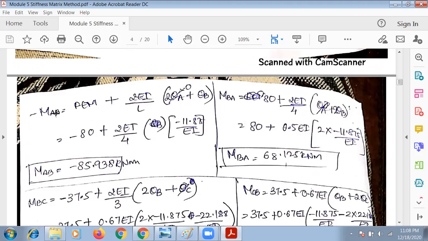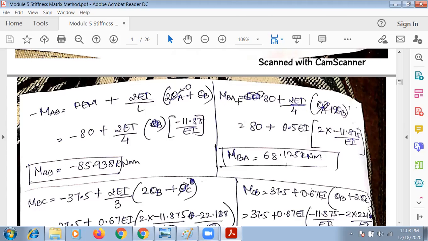next is the same thing you have done before: solving the slope deflection equation. So MAB is fixed end moments plus 2EI by L, times 2 theta A plus theta B, minus 3 delta by L. Again delta is 0, so no need to write it. You can just put the fixed end moments. Theta A is 0, only substitute the value of theta B.